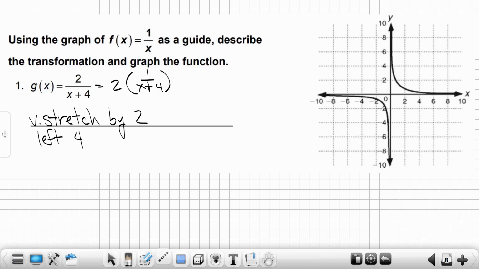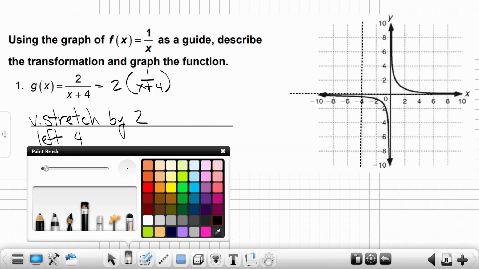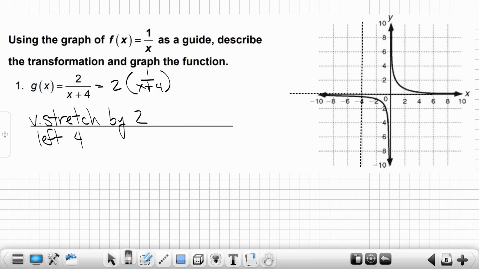Okay. All right. So guys, I'm going to put my dotted lines. Here are the basic dotted lines on the toolkit function. But it's being moved to the left 4. Ta-da. So those are my new dotted lines. My new dotted lines have moved left 4. And then I've got a vertical stretch by 2, which means from that center, I go over 2, 1, over 2, 1. So I need to make sure I hit those 2 dots right there.